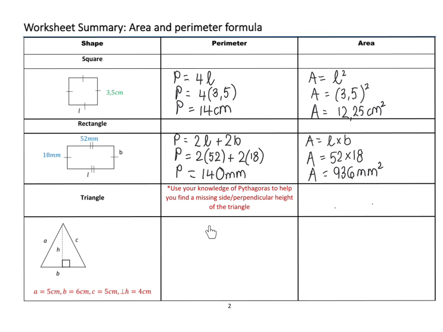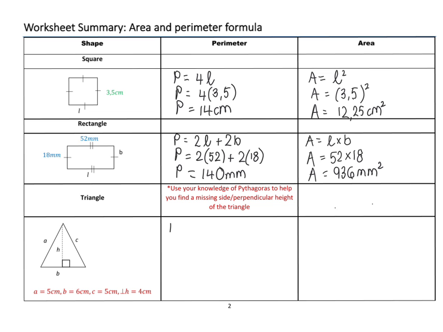So that's why they say missing side or perpendicular height of the triangle. So they tell you here A is equal to 5 centimeters. There's A. B is 6 and C is 5 centimeters. And this time around they did give you the measurement of the perpendicular height, so you don't need to calculate it. So we go ahead and we do our calculation.